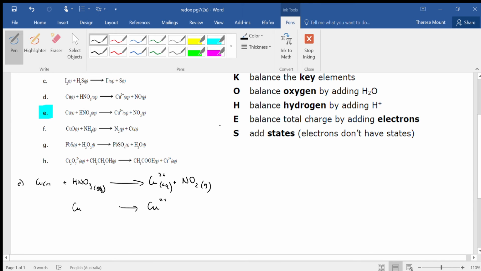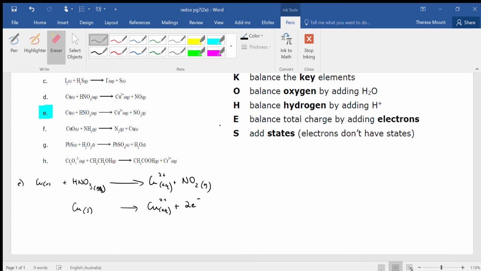Balance key elements. All right, so one copper, done. Balance hydrogens, no hydrogens. Balance oxygens, no oxygens. Balance hydrogens, none there. Now I need to balance my charges. Add 2 electrons. This side is 0, that side is 0. Add states. So copper, aqueous, no states for electrons.